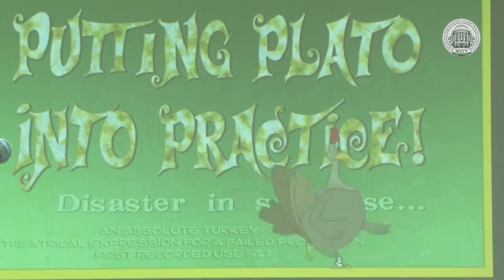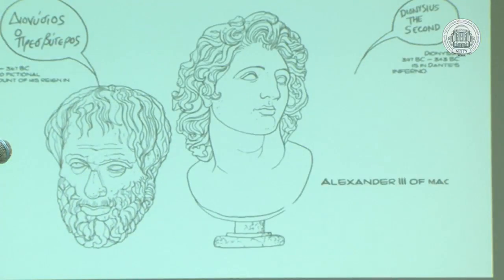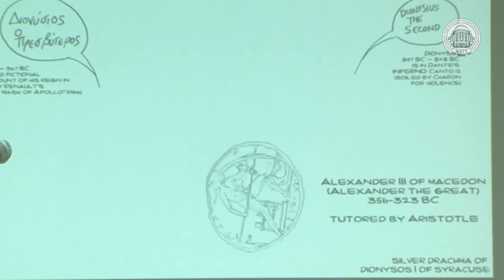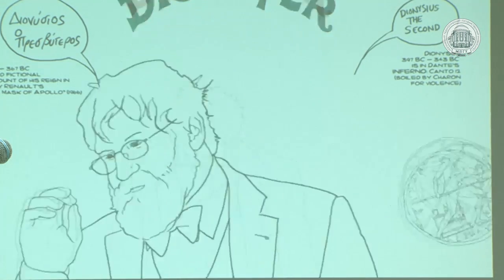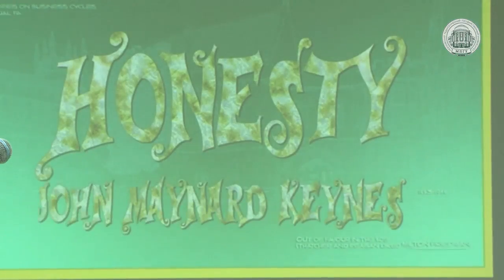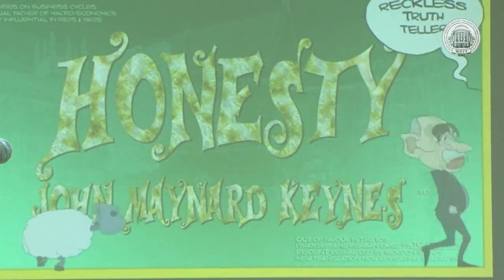Dionysius II, and he's limping, by Aristotle with Alexander the Great were not really successful. In fact, with the Dionysiuses were an unqualified disaster. The second point of honesty is the imagery point. In the modern era, John Maynard Keynes, in contrast to Machiavelli, says that the leader should be a reckless truth teller.